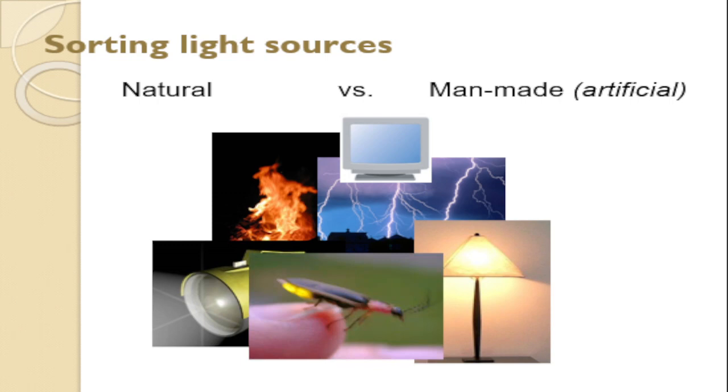Firefly is an example of a natural source of light. Fireflies can make their own light through a process called bioluminescence. They have chemicals in their body which can produce light.